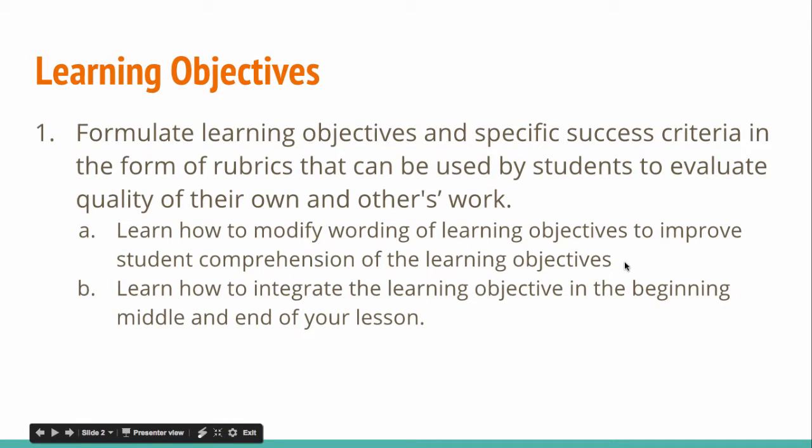More specifically in this lesson, we're going to do two things. We're going to learn how to modify the wording of our learning objectives to improve student comprehension, because we want students to be able to read them and know, okay, this is what I need to do to be successful. And then we're going to learn how to integrate the learning objectives in the beginning, middle, and end of your lesson, rather than just at the beginning where we say, okay, this is what we're going to do, guys, and then never go back to it. We want to continue to return to that learning objective throughout the lesson. I'm going to give you a lot of practical tips and strategies that you can use in your classroom immediately. So let's go right into it.